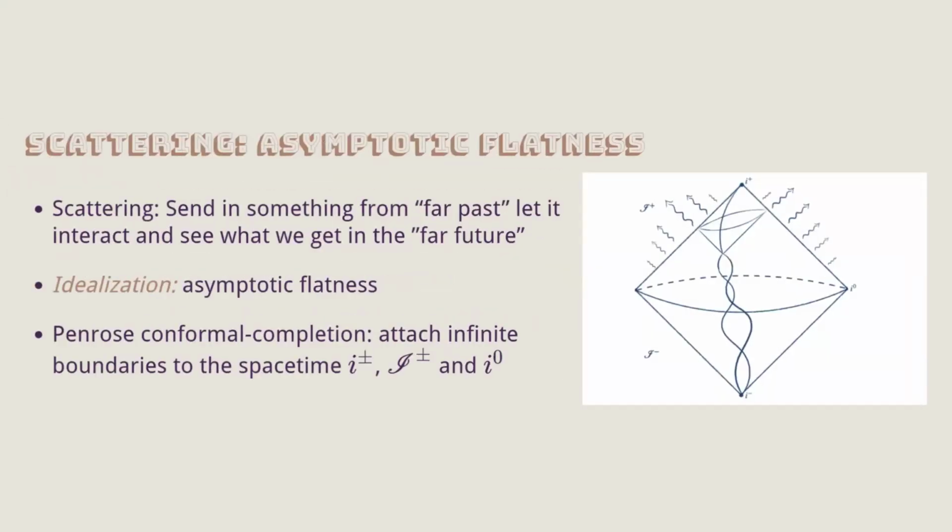So we're looking at scattering, and what we intend to do is send in something from the far past, let it do its interactions, whatever they may be, and see what you get in the far future. That's the scattering formalism in very naive terms. The way you do it is you use an idealization, which here is asymptotic flatness. You can think of this as Minkowski if you want.